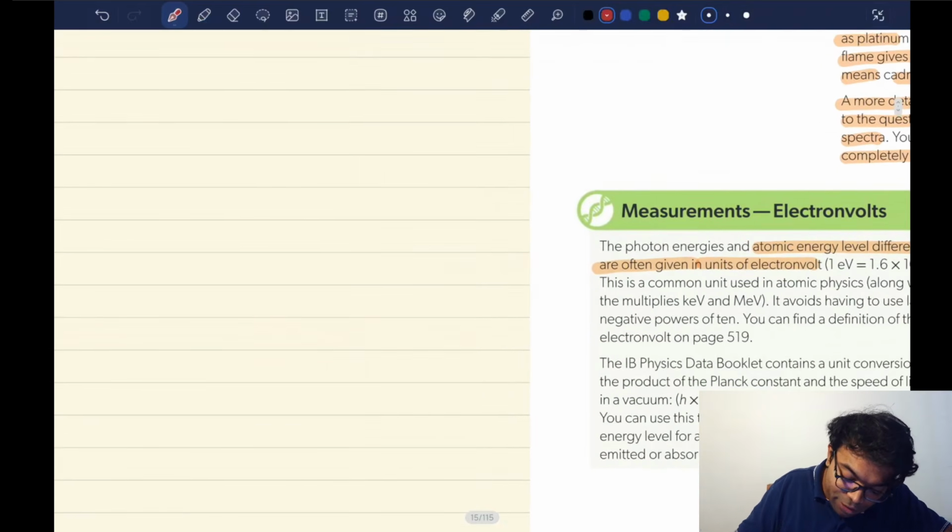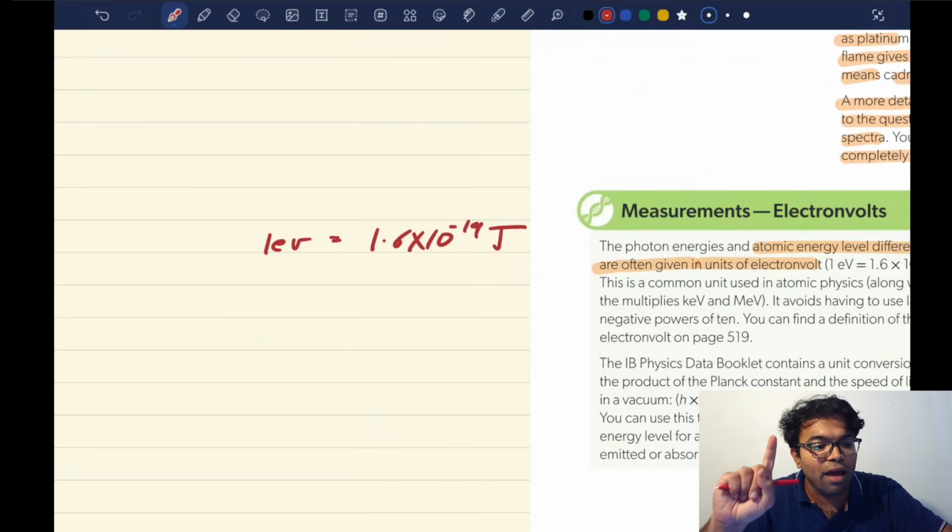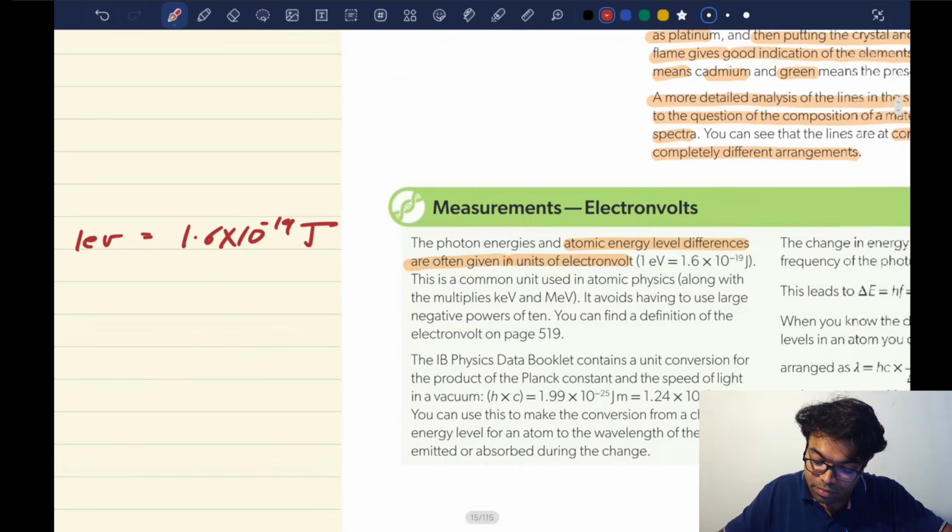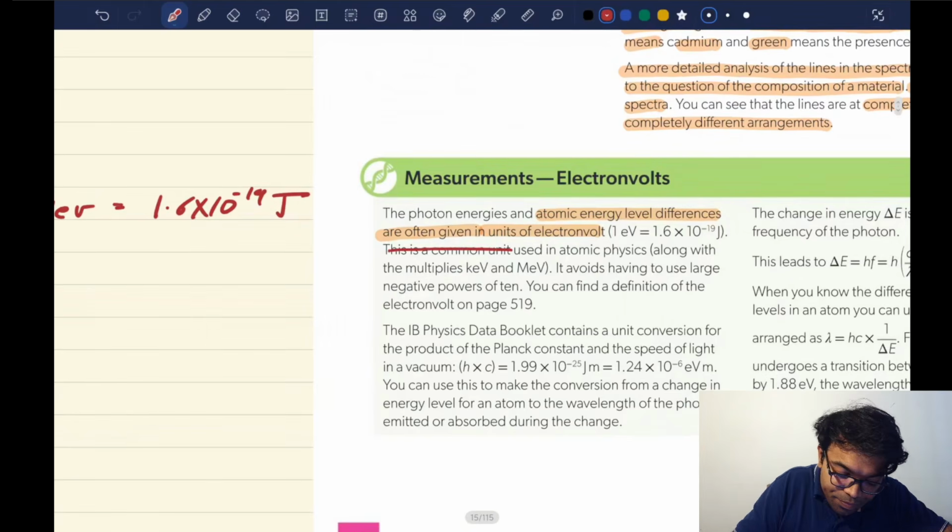1 electron volt is equal to 1.6 into 10 to the power minus 19 joules. If you have an electron whose charge is 1.6 into 10 to the power minus 19 coulombs and you accelerate it through a potential difference of 1 volt, energy is equal to charge into potential. So you will get 1.6 into 10 raised to power minus 19 joules. If one electron is accelerated through a potential difference of 1 volt, you get 1 electron volt. Understood?